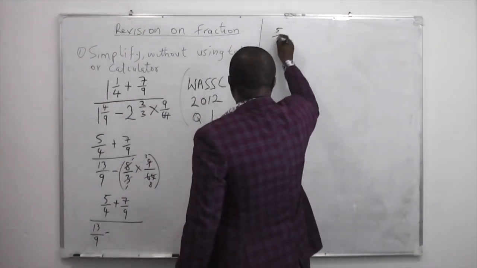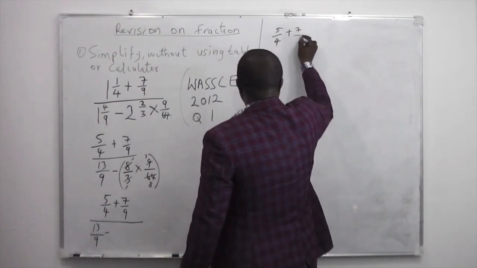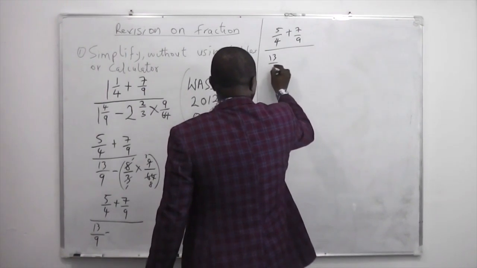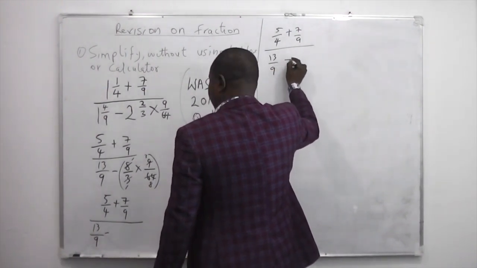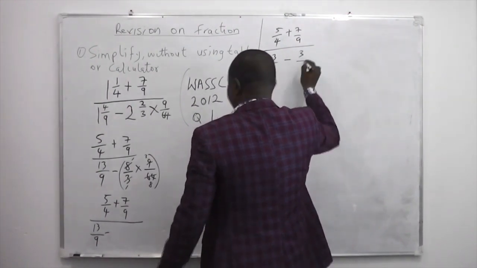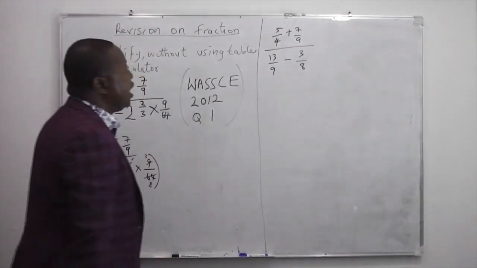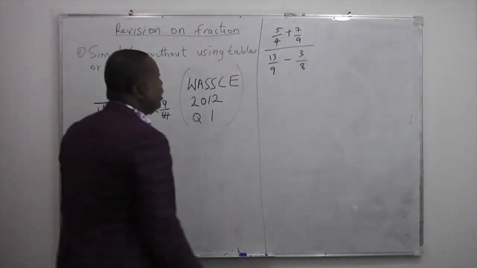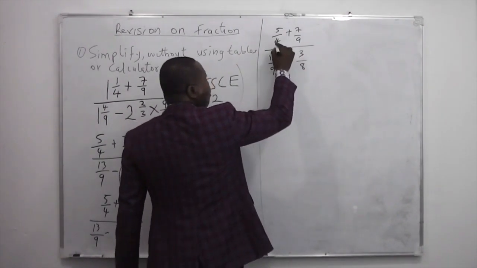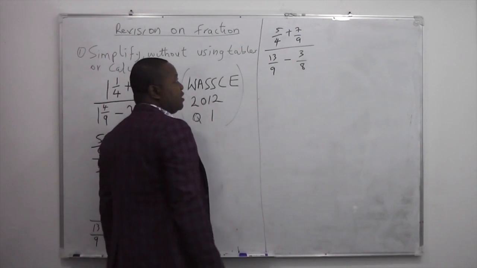So at the end of the day we are having 5 over 4 plus 7 over 9 all over 13 over 9 minus, what do you have there? 1 times 3 is 3, then 1 times 8 is 8. This is where we are right now. Now at the end of the day, let's work on the numerator. How do you do it? You take the LCM of 4 and 9, and the LCM of 4 and 9 is 36.